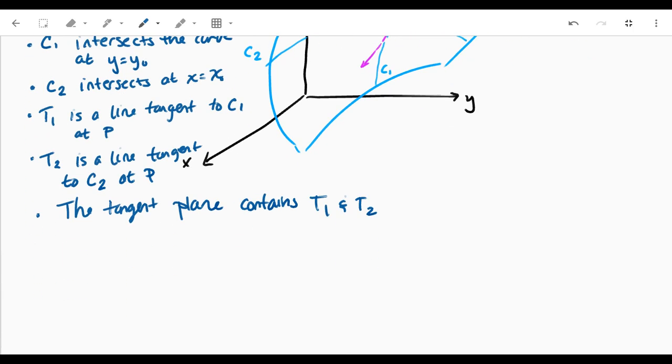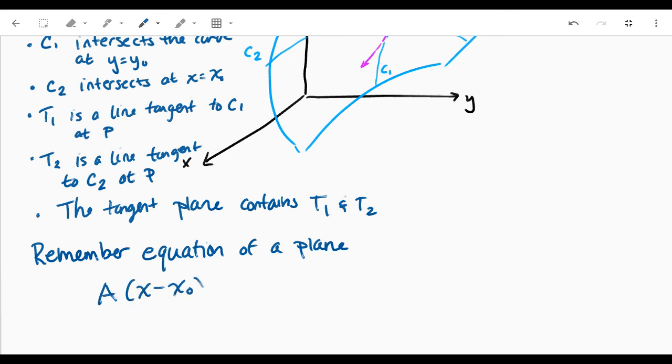Now, remember the equation of a plane. Okay, so some coefficient a times x minus x naught plus some coefficient b times y minus y naught plus another coefficient c times z minus z naught equals 0. And remember, a, b, and c give you the direction of the normal vector. x naught, y naught, z naught give you a point that's on the plane.